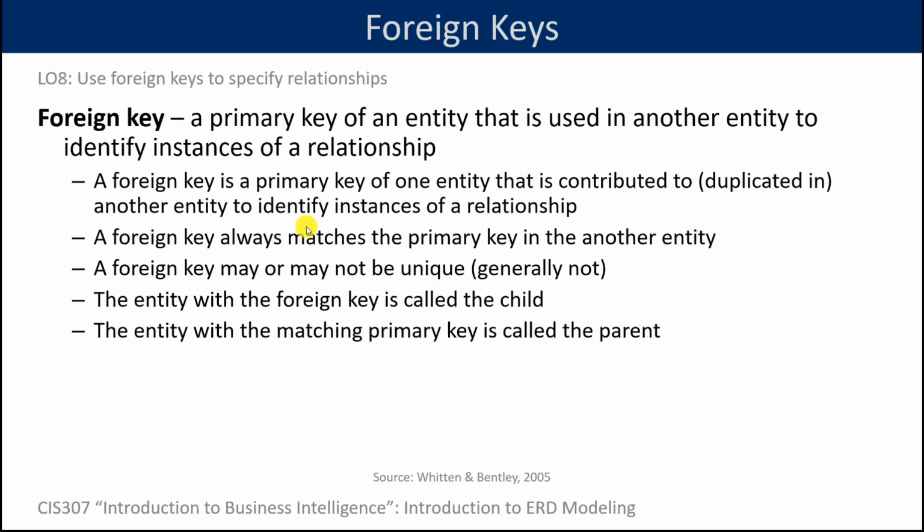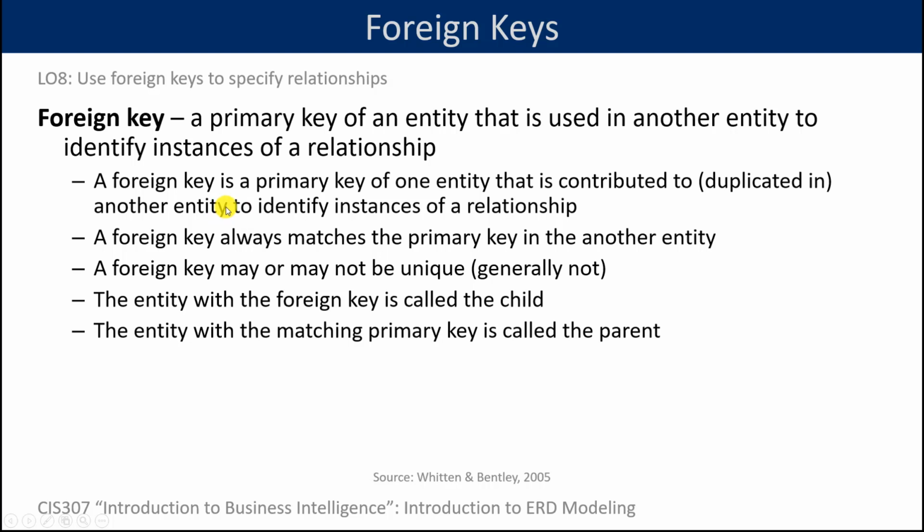Now, we talked about entities and we talked about primary keys. So next we're going to talk about how relationships between or among entities are implemented at the table level, at the database level, at the technical level. A short answer is that you implement those relationships using foreign keys. A foreign key is a primary key of an entity that is used in another entity to identify instances of a relationship. So a foreign key is a primary key of one entity that is contributed to or duplicated in another entity to identify instances of a relationship. I know it sounds a bit complicated, but this is how it works.